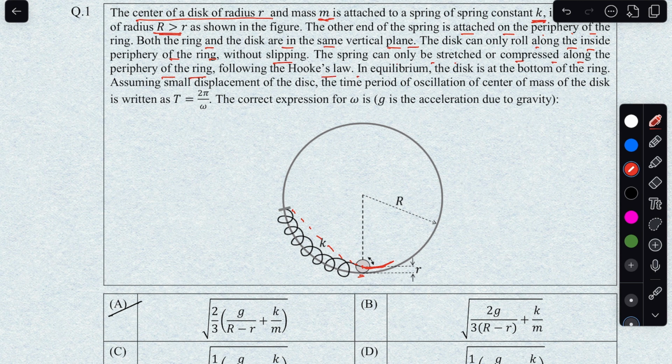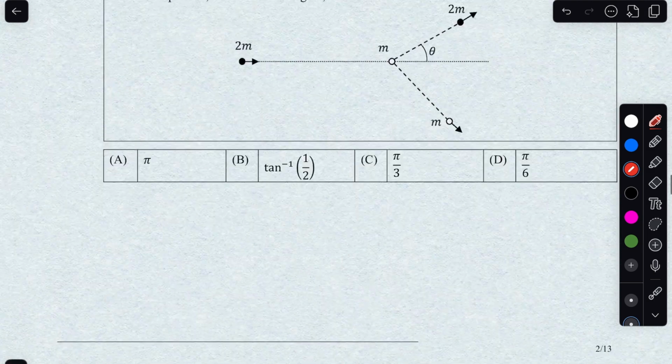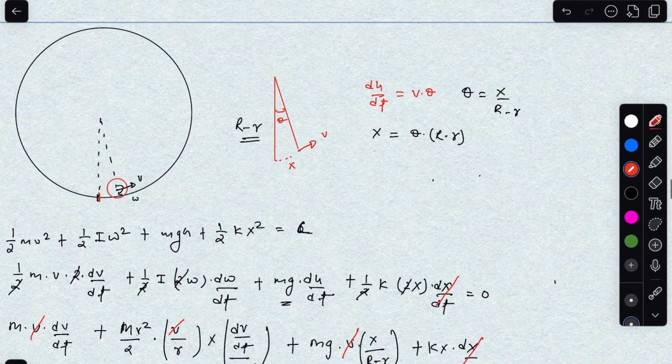Following Hooke's law, in equilibrium the disk is at the bottom of the ring. Assuming a small displacement of the disk, the time period of oscillation of the center of mass of the disk is this much, then which is the correct expression for omega? I solved this question using the energy method. Let us take that at some point it is moving with a velocity v and angular velocity omega, at some height h from the ground, and there is an extension x in the spring.